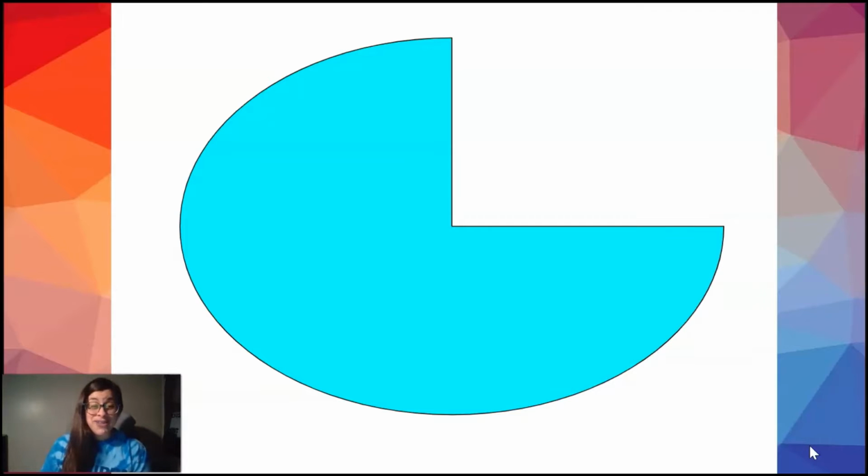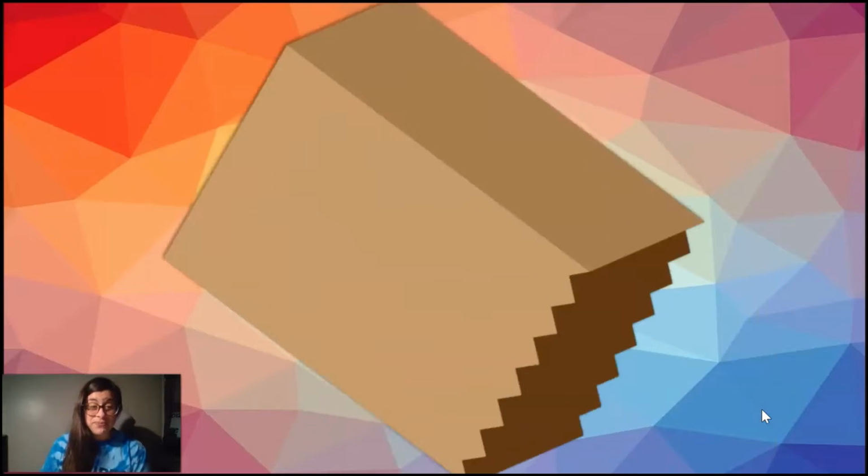Your teacher's going to pause the video and talk about this shape. I mentioned earlier that we might see shapes that have curves and pointy. This shape has curves and it has points. Let's do this one.